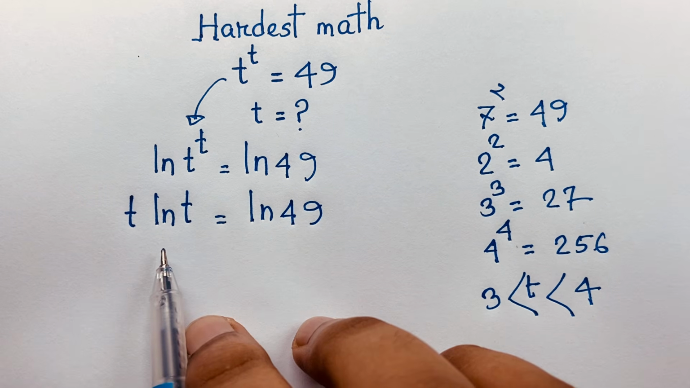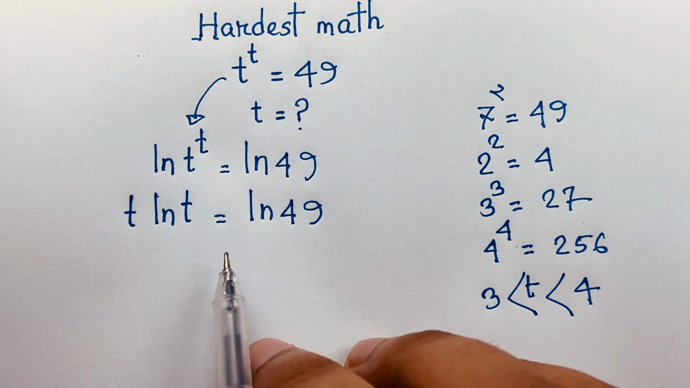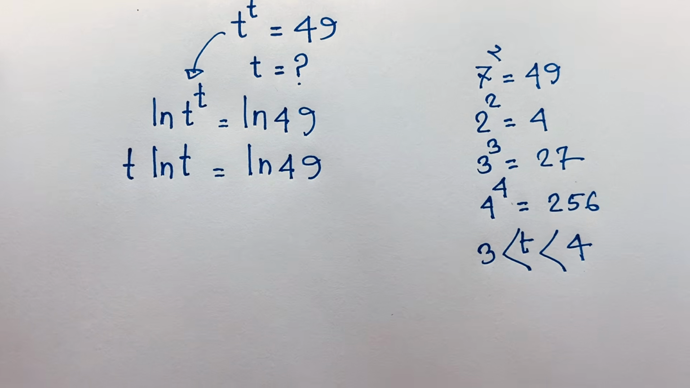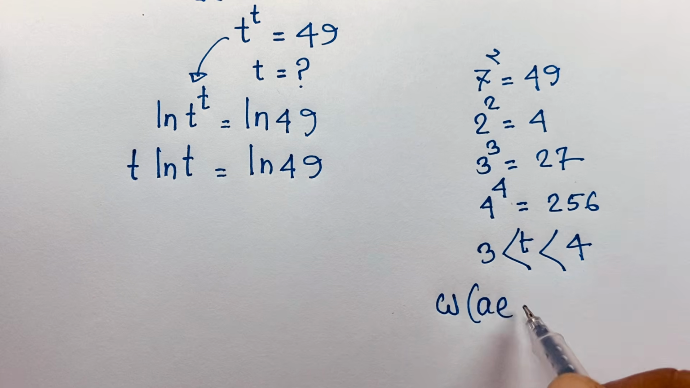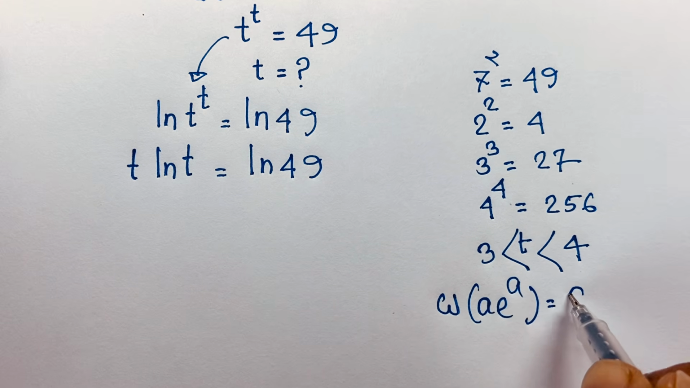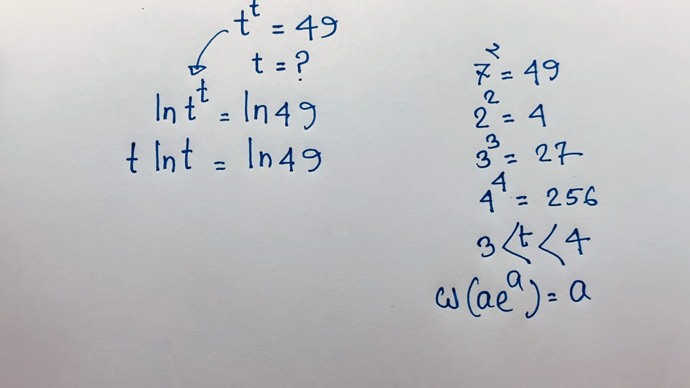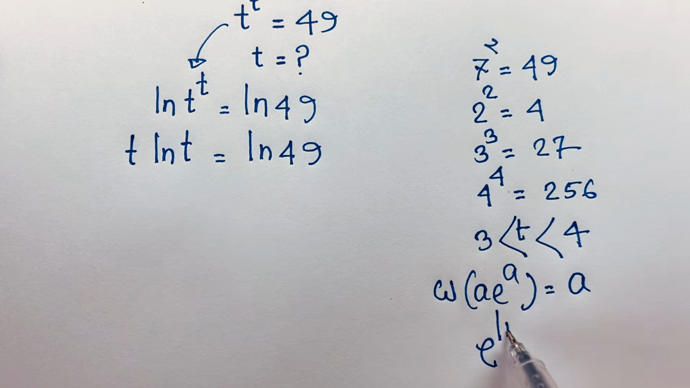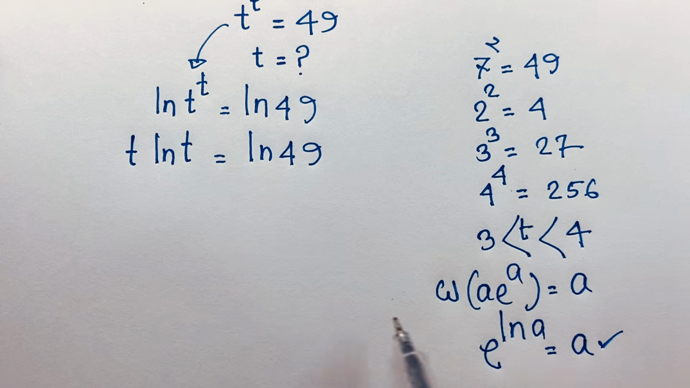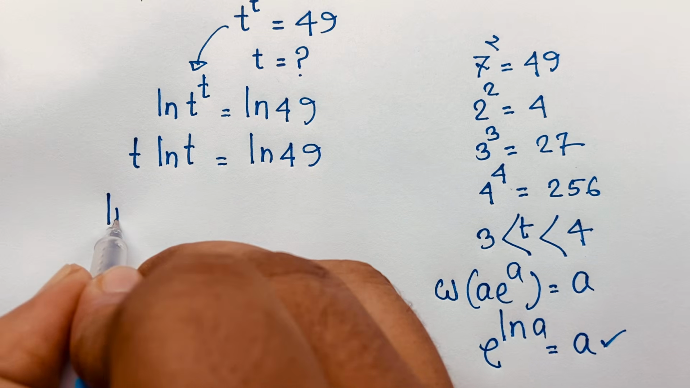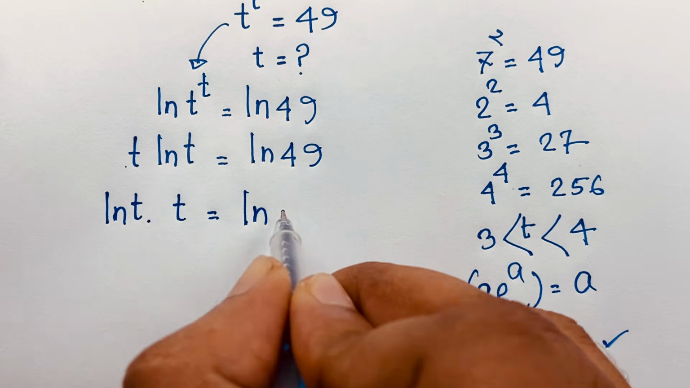Now this is ln t, this is t, but this is ln 49. So how do we find the value of t in this equation? Basic algebra doesn't work here, so we want to apply the Lambert W function. The Lambert W function: W of a e to the power a is a. Look, this is a, this is a. So what we need here is e, and we know that e to the power ln a is a. If I apply this formula here, I take this ln t, and I take this t here, and this is ln 49.